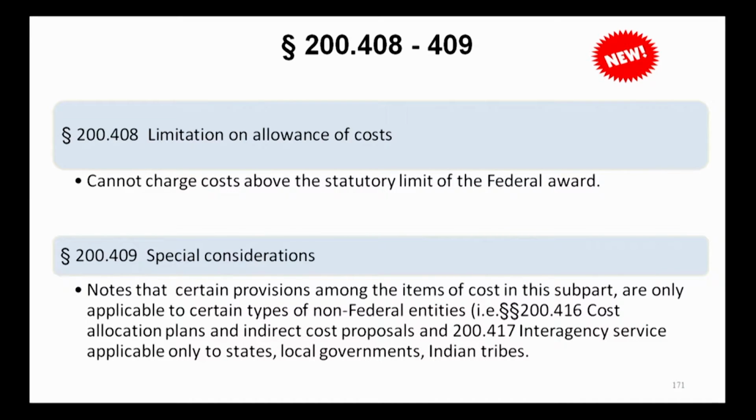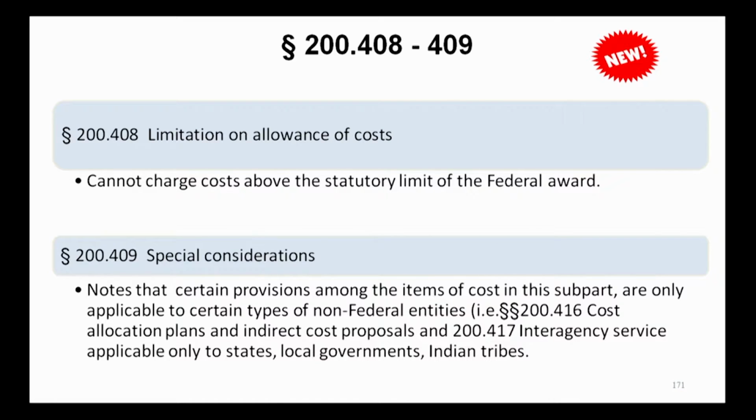And then 200.408 through 409, a couple of new sections added in here, just clarifying things that we already knew, but making it clear that we cannot charge cost above the statutory limit of the federal award. So if you have a $105,000 grant and we charge $120,000 to that, that would not be allowed. Where did you get that money? Where does that come from?